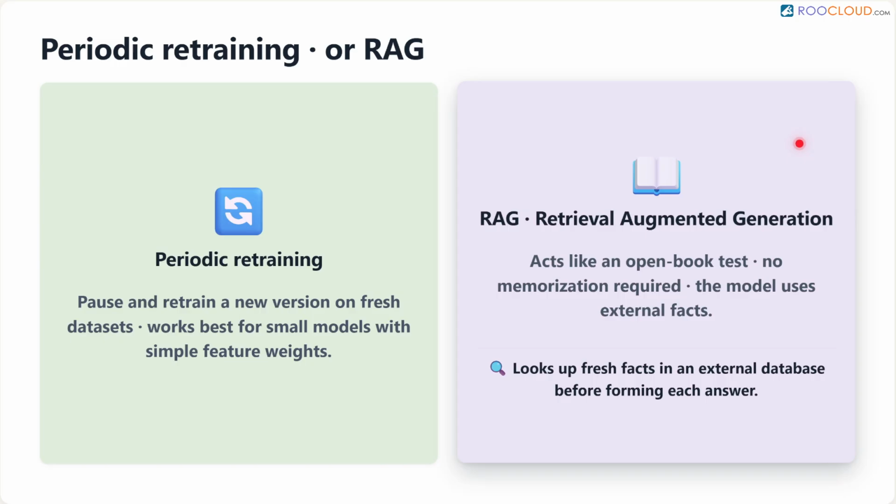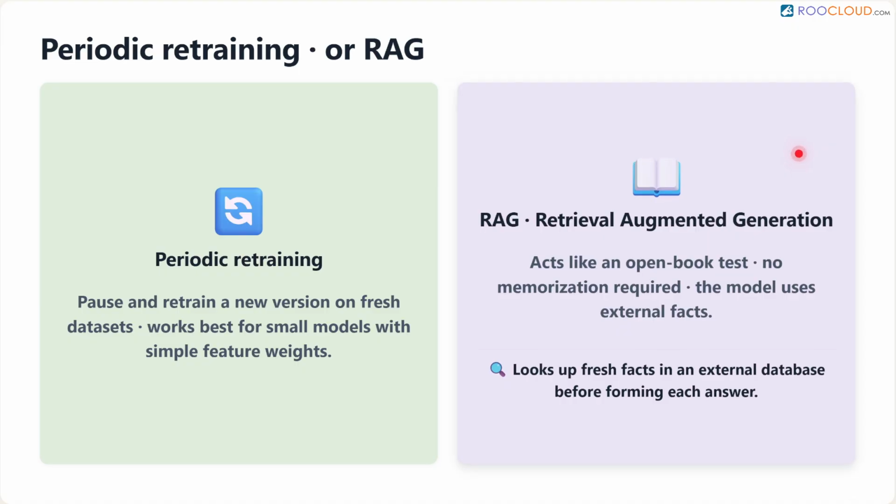The second method is a clever technique called retrieval augmented generation, often abbreviated as RAG. Instead of forcing a massive language model to memorize new facts, RAG acts like an open book test. Before the base model answers a prompt, it quickly looks up specific, up-to-date facts from an external database and then uses that fresh context to formulate its final response.